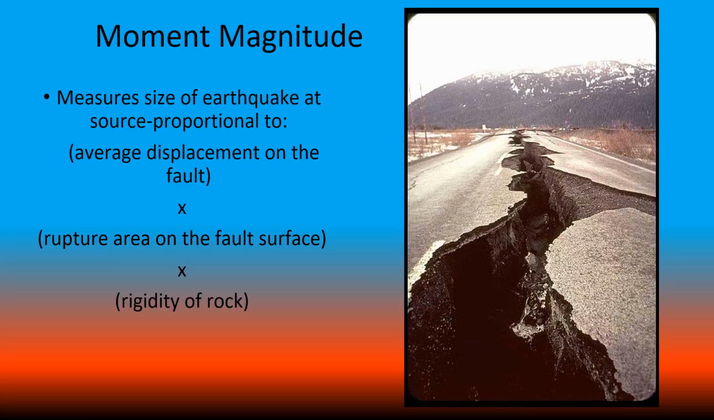And this is how we calculate this. This won't be something where I would necessarily give you actual numbers to calculate, but it might be a multiple choice where you see these variables multiplied together and have to identify which ones are correct. So the moment magnitude measures the size of the earthquake at the source, proportional to the average displacement on the fault times the rupture area on the fault's surface times the rigidity or strength of the rock. I'm not going to go too much further into that and show you any numbers, but I did want to show you this is the formula that we use, so you might want to jot that down.